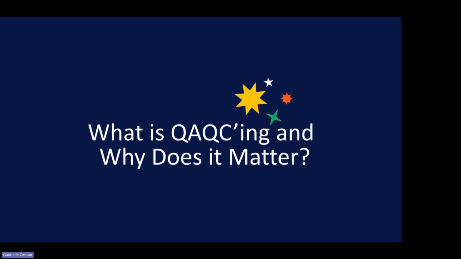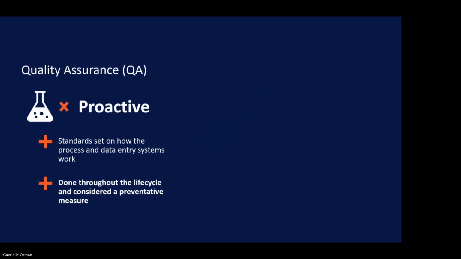So what is QAQCing and why does it matter? Quality assurance, the QA portion, is the proactive aspect of this. This is the standards that you set on how to process data. It's standards about data entry. It's the questions that you ask yourself as you get ready for TRI reporting. This is done throughout the life cycle and is often considered a preventative measure. So your standard operating procedures, that's a quality assurance measure. How you pull data from your SDSs or from your operations crew, that's a quality assurance component.